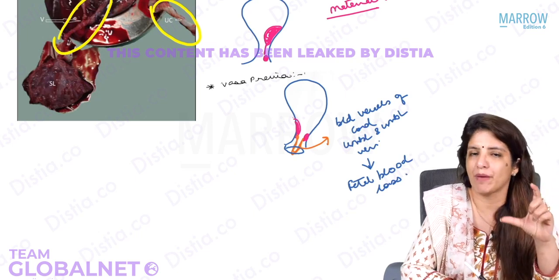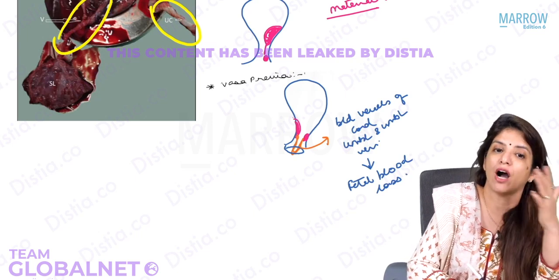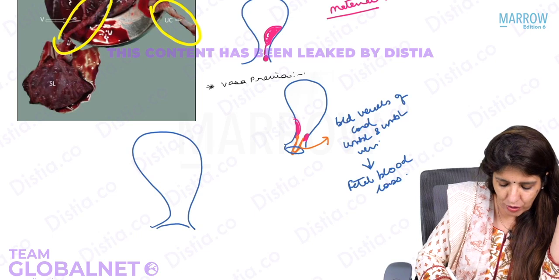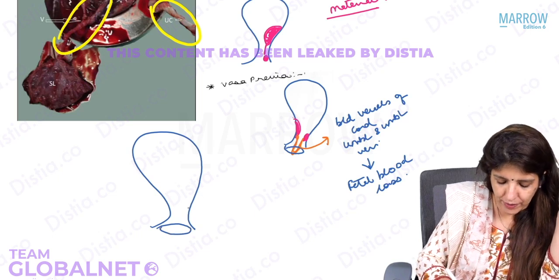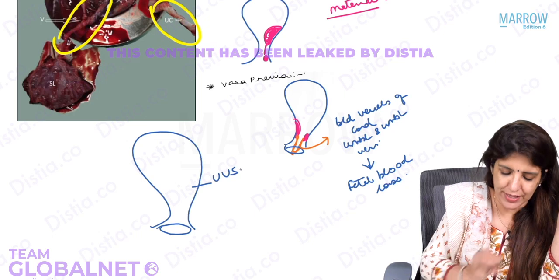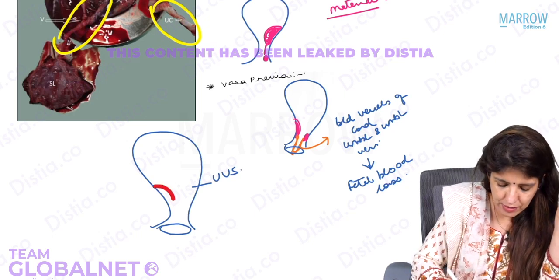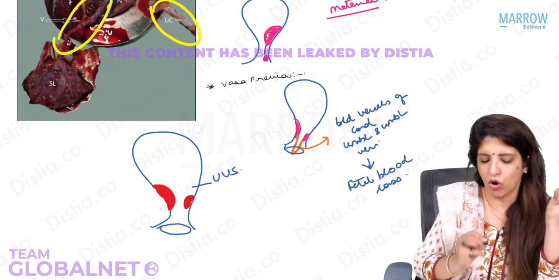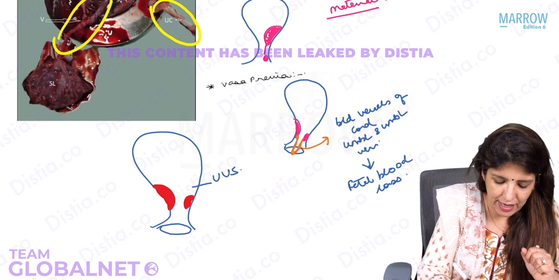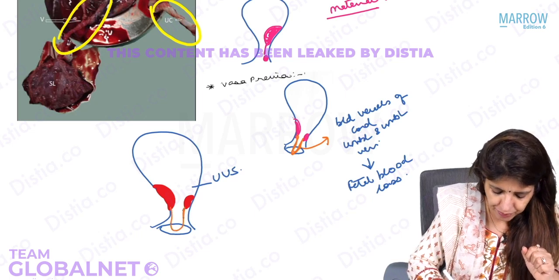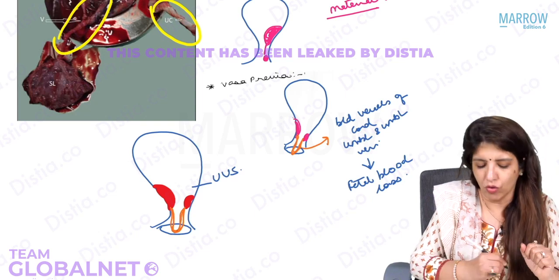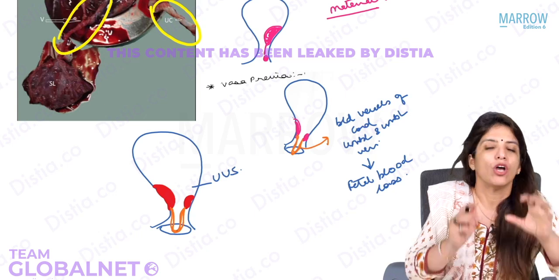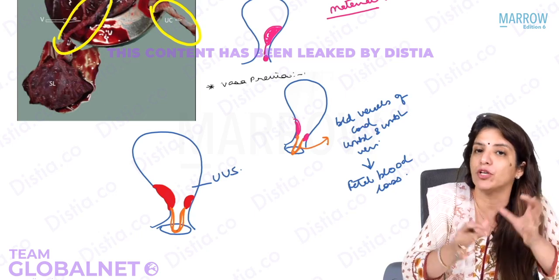So have you understood what happens in placenta succenturiata and how it can lead to vasa previa? If you are not understanding this diagram, I'll draw it again. So this over here is your upper uterine segment, right? This is your main part of the placenta, this is the small lobe. And both of these are connected by blood vessels which are overlying the internal os. So this is not a case of placenta previa because both the lobes are lying in the upper uterine segment.